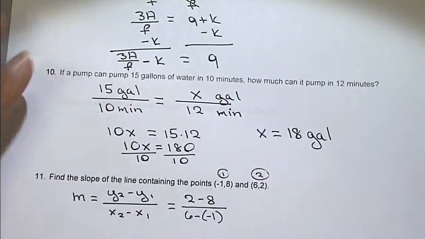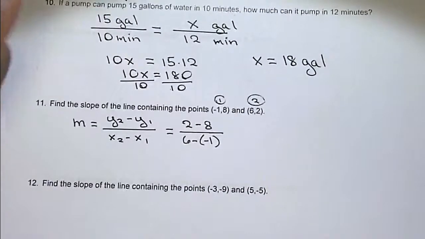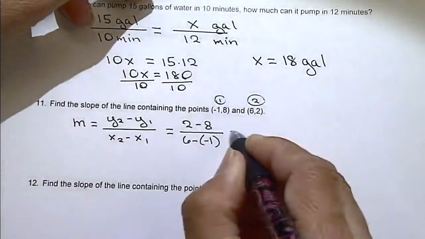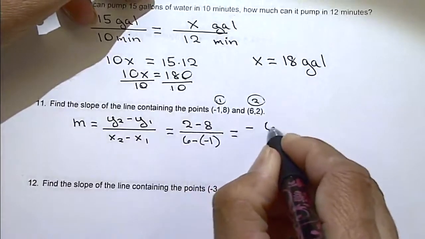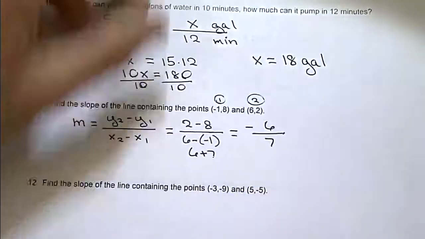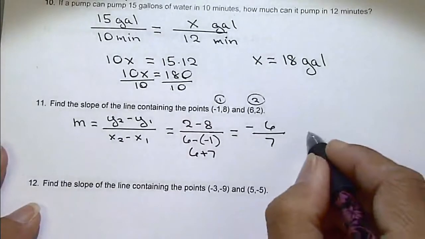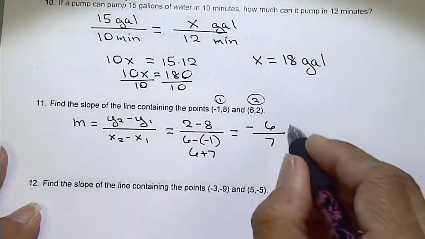Be careful when you find one of the coordinates is a negative, because you will have two negatives in there somewhere probably. So this is really 2 minus 8, which is negative 6, and this is 6 plus 1, isn't it? So what's my slope on this thing? 2 minus 8, yep. My slope is a negative, and you could write it out front or in the numerator.